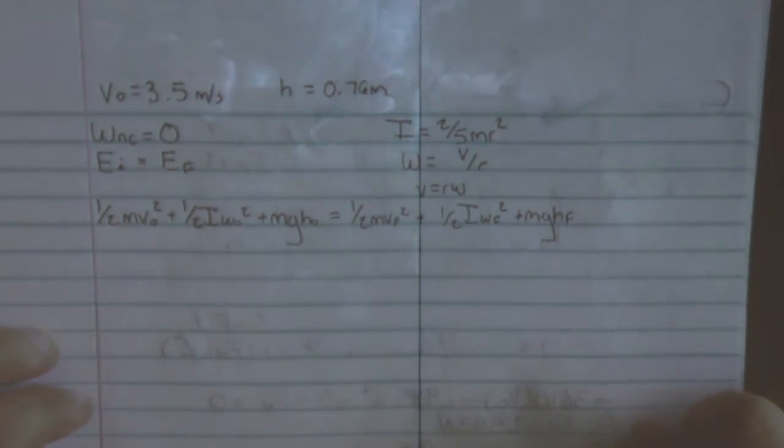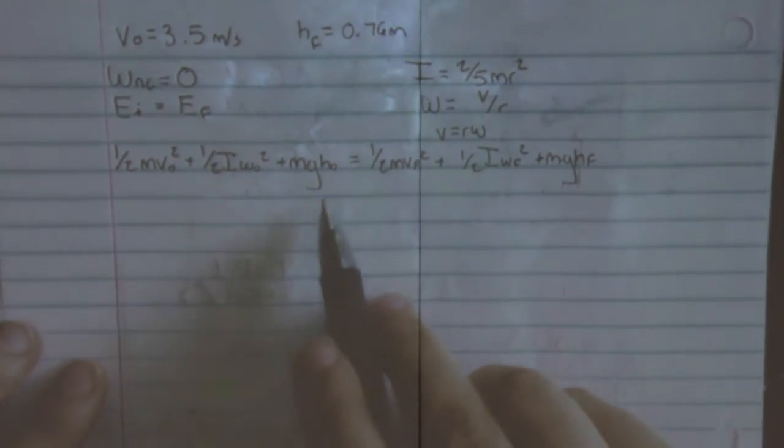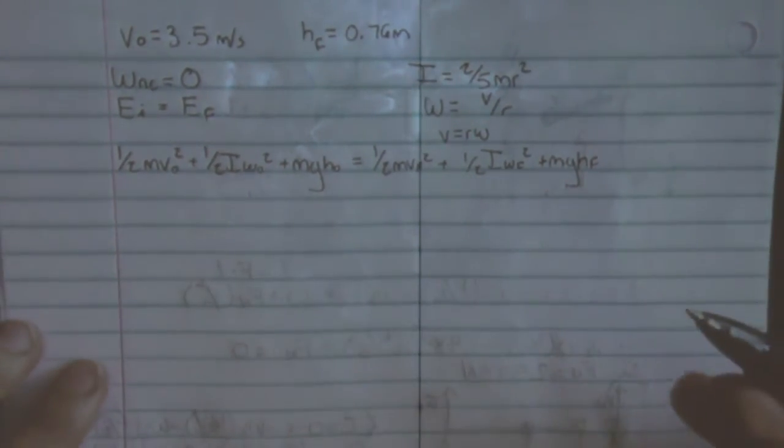And we also went up a height of 0.76 meters. So this will actually be a height final, because we started on the ground and went up. Since we started on the ground, we started at h equals 0, right? So this goes away, because our h initial is just 0.